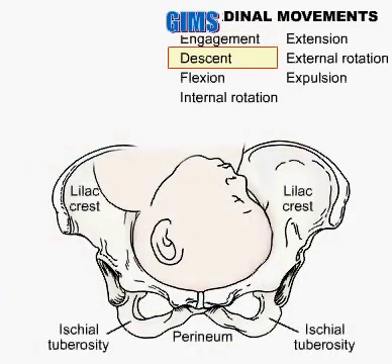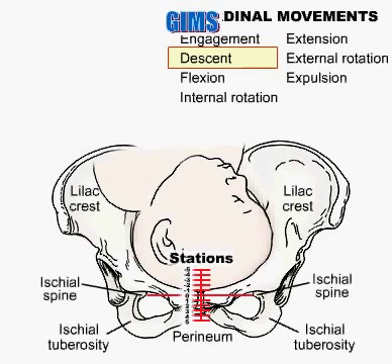Descent, the next stage, is the progression of the fetal head into the maternal pelvis. The degree of fetal descent is measured by stations. Station refers to the level of the presenting part in relation to the maternal ischial spines, which represent the narrowest diameter through which the fetus must pass.